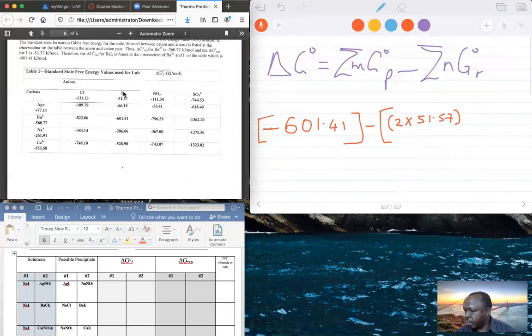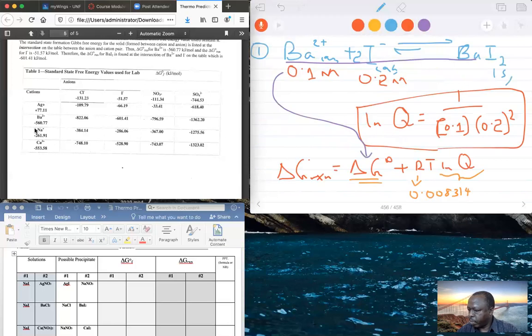Plus, summation. For barium, it's by itself, so look at the sign, this is negative 560.77, and you plug it in your equation. This will give you delta G naught for the reaction, which you will plug in here. You're gonna plug in this equation right here.